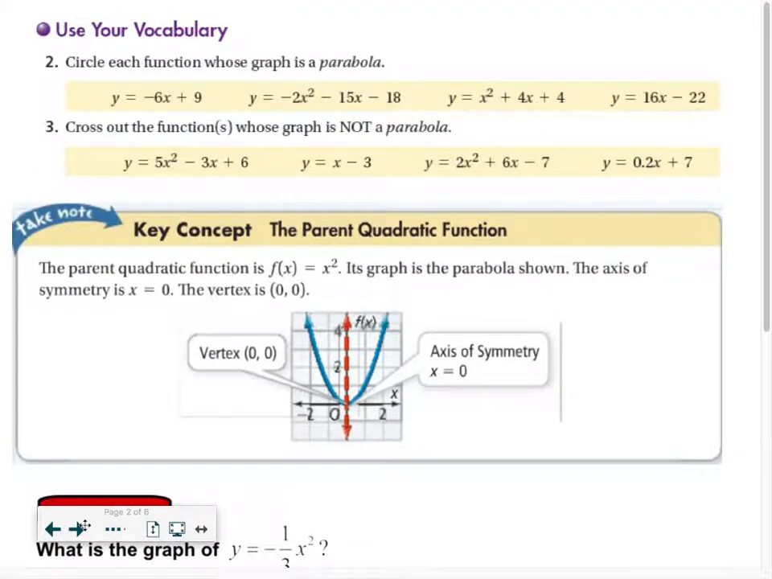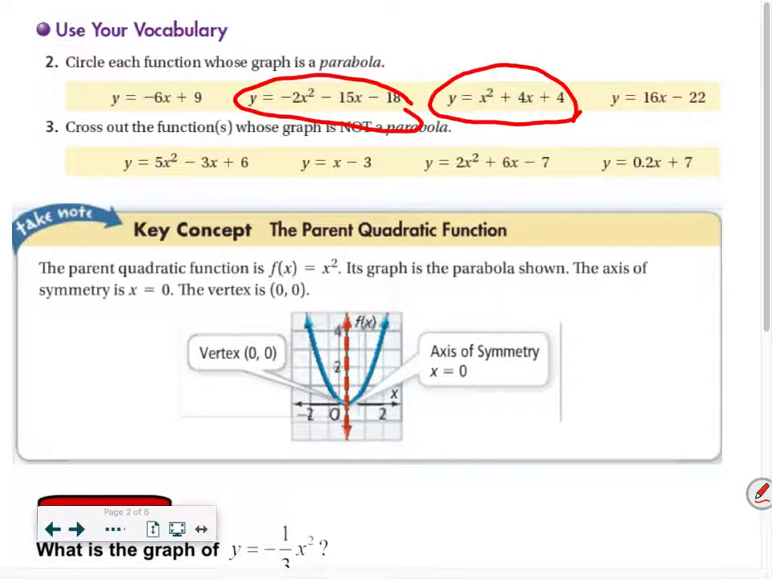Alright. The first thing we're going to do is decide which function or equation is a parabola. Does anybody know what we look for in equations? How do I know if it's a parabola? Squared. So it has to have a square. If it has a square, it's a parabola. Is the first one a parabola? No. How about second? Yes. Yeah, circle it. How about the third one? Yes. Yeah, circle it. Fourth one? No. Get it out of here.